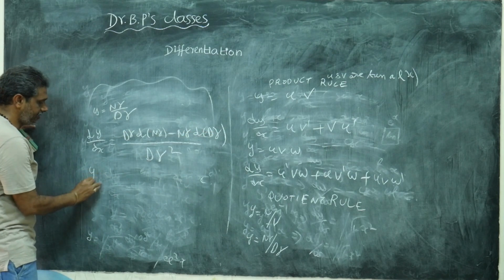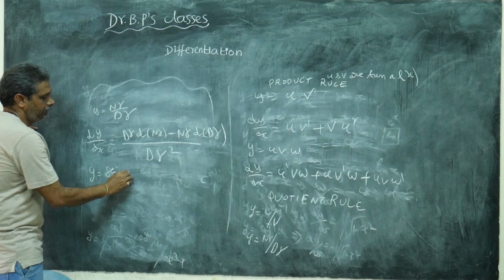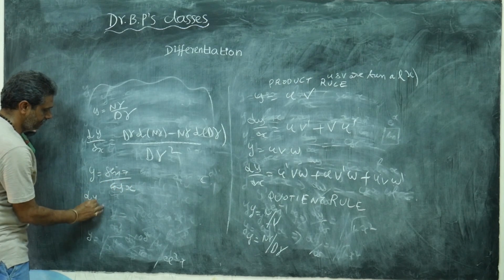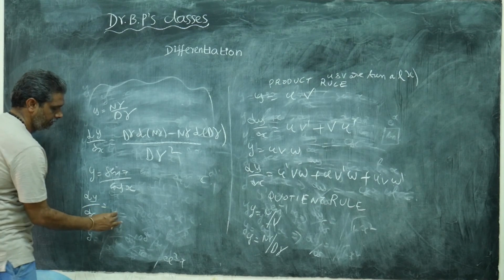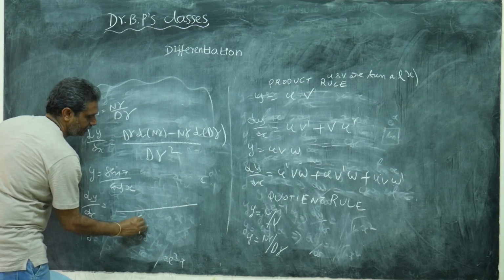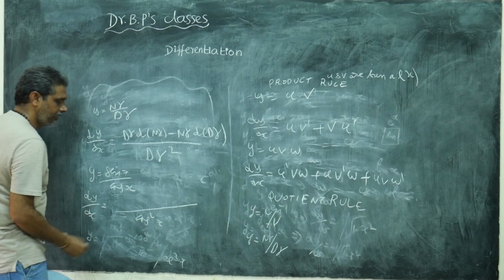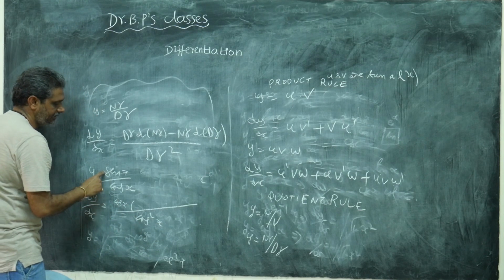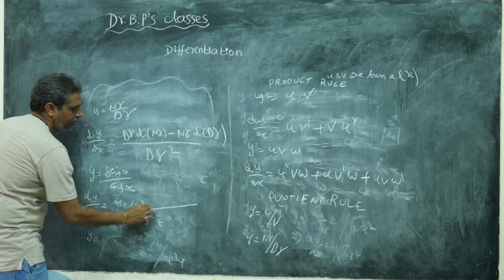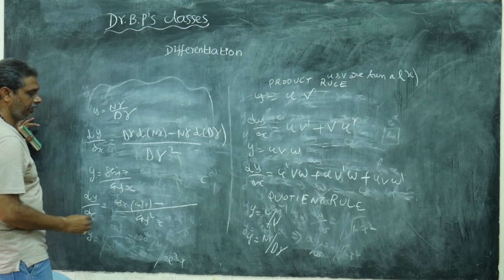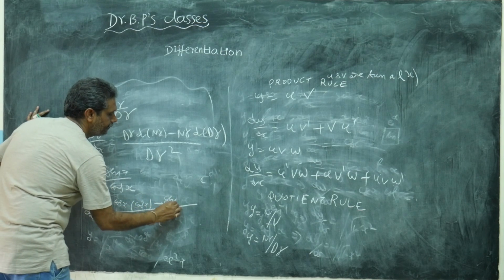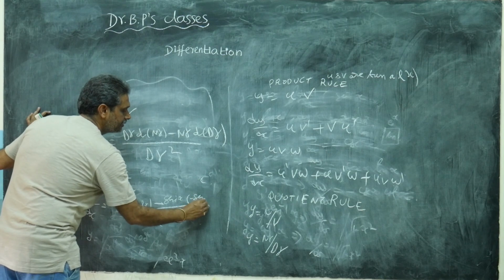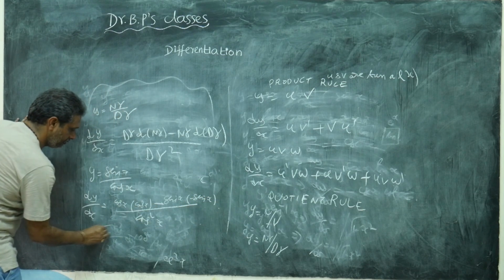Suppose I have y is equal to sin x by cos x. What am I telling? dy by dx: cos x denominator square, cos square x. Then denominator into differentiation of numerator sin x, the differentiation is cos x. Then the formula minus, then numerator into differentiation of denominator. Differentiation of cos x is minus sin x.